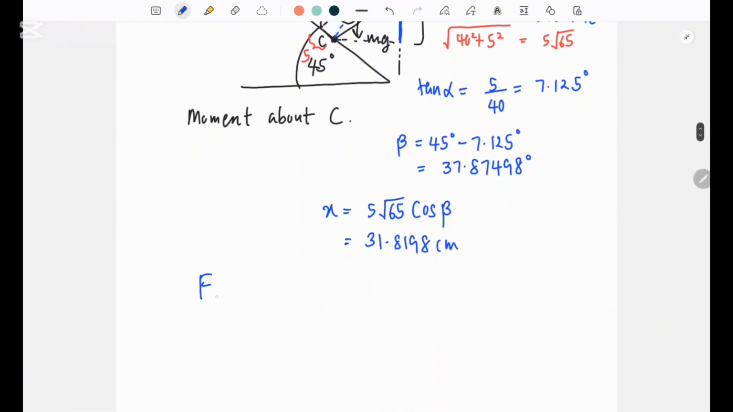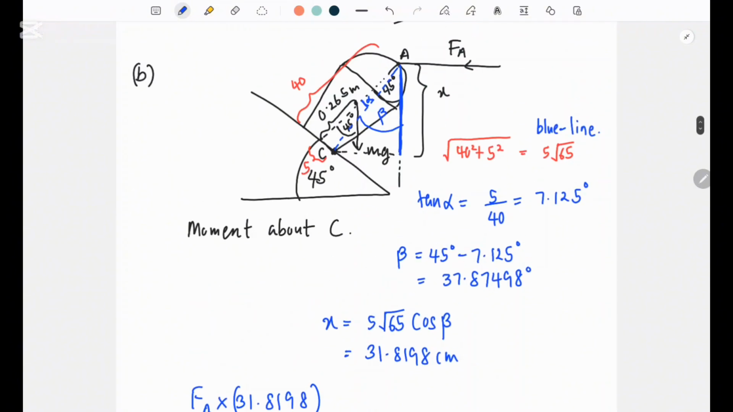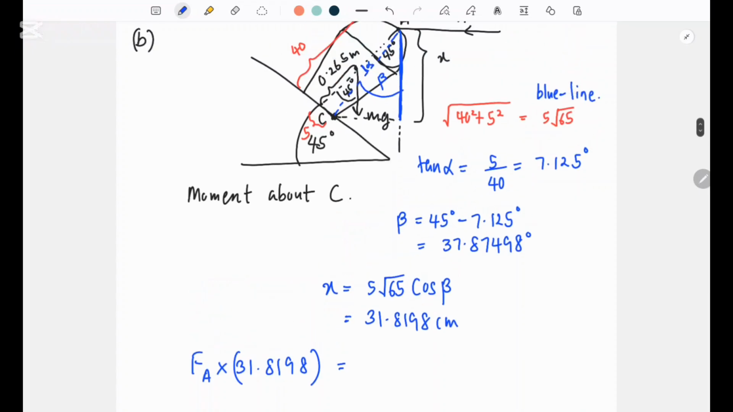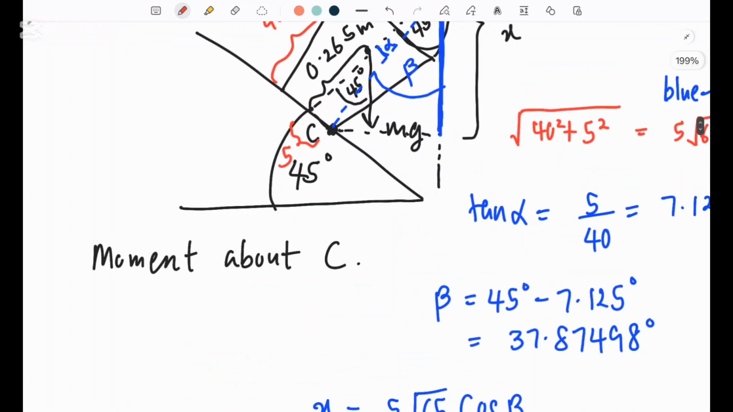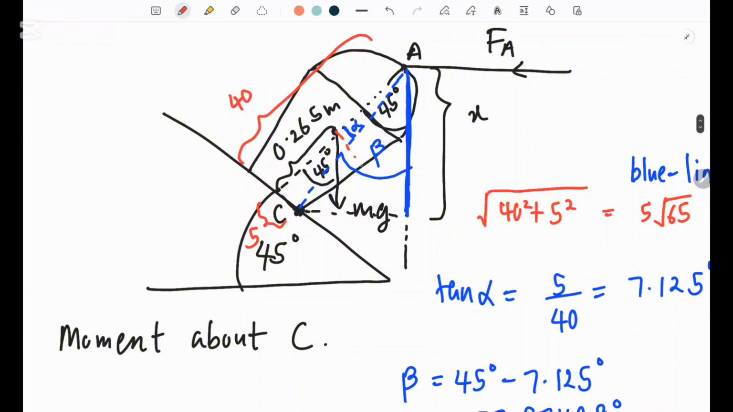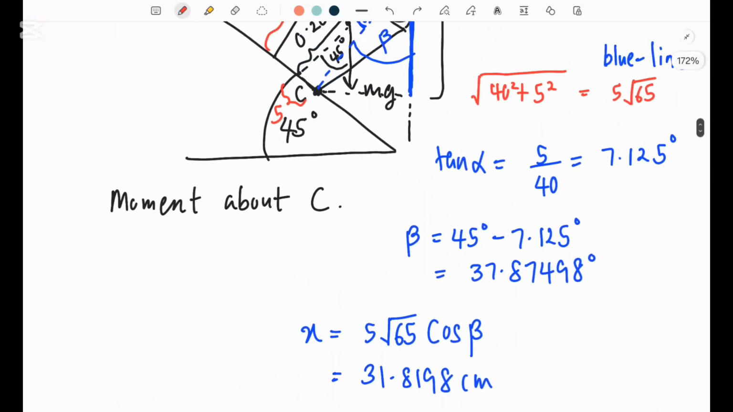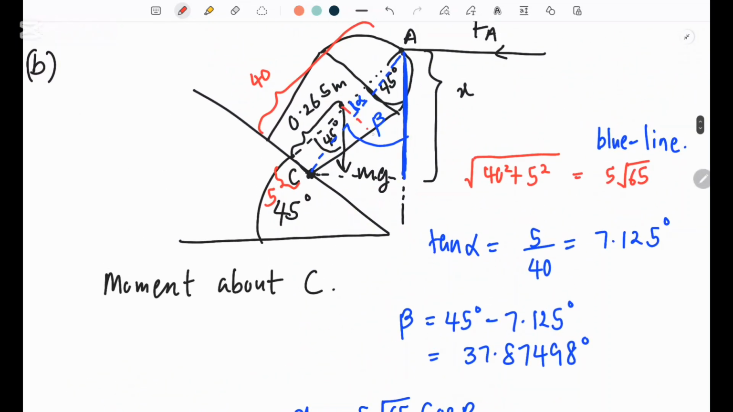So FA into 31.8198, okay, that's going to be your anticlockwise moment, equals to, now we have to consider the mass, mg. And if you look carefully for mg, we could resolve it this way. Let me erase that again. Oh, I'm sorry. Okay, so we could resolve it this way, and we can resolve it this way, right?